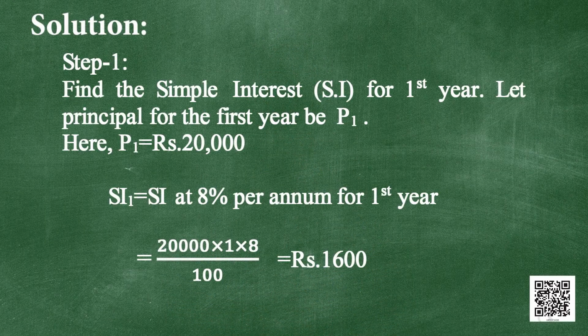In step 1, find the simple interest for the first year. Let the principal for the first year be P1. In this case, P1 is equal to rupees 20,000. So, SI1, that is simple interest at 8% per annum for the first year, by using our formula PTR by 100, we have 20,000 multiplied with 1 multiplied with 8 divided by 100, that is equal to rupees 1,600.